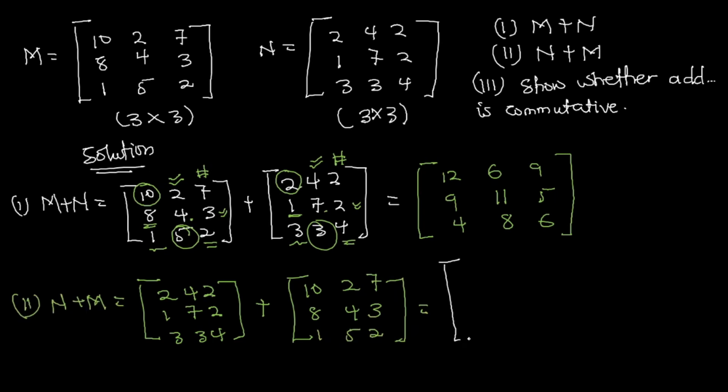Okay, so let me use white as the answer for this. First of all, we need to add the first row to the first row over here. So we add the 2 over here to the 10 over here. So 2 plus 10, that is 12. Then we add the 4 over here to the 2 over here. So 4 plus 2, that is going to give us 6. And then we add the 2 over here to the 7 over here. So 2 plus 7, that is going to give us 9.